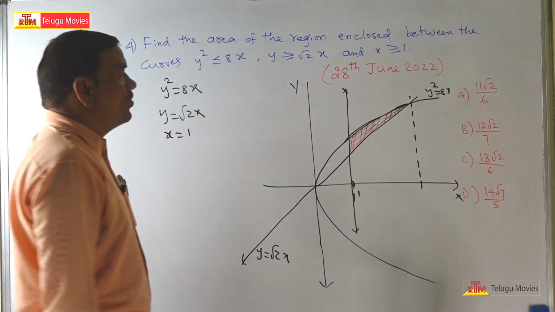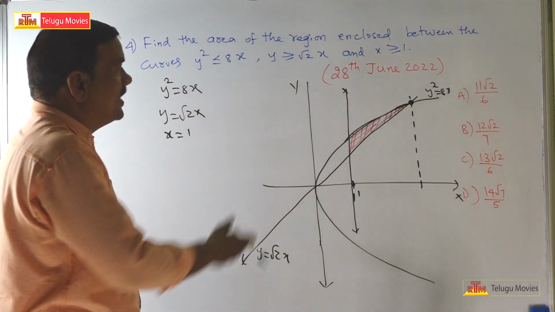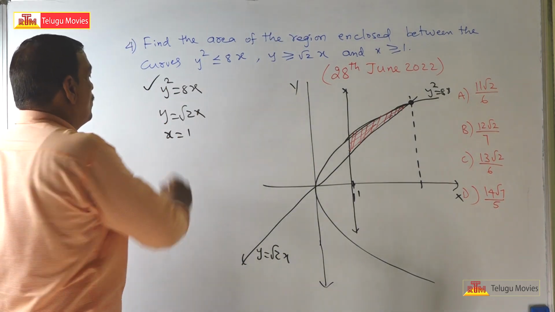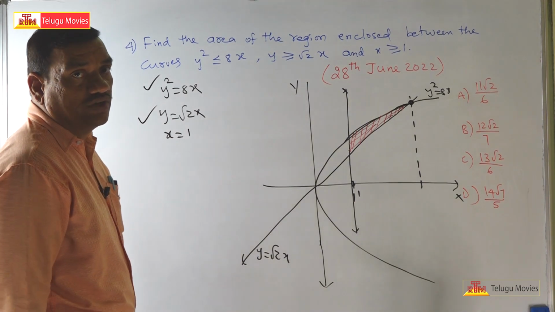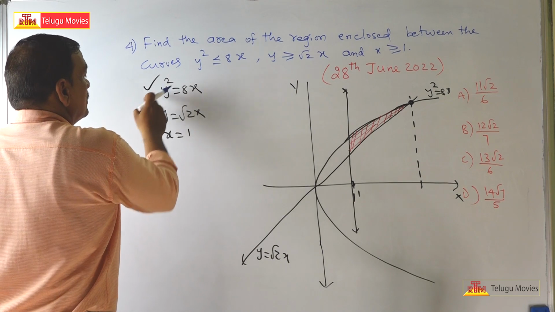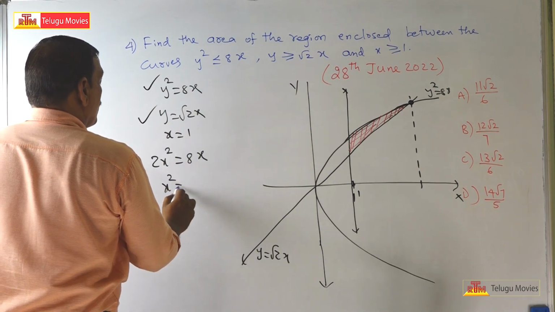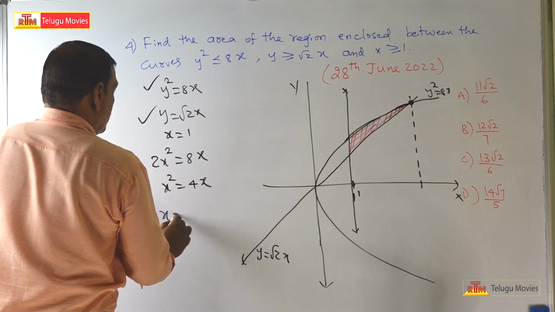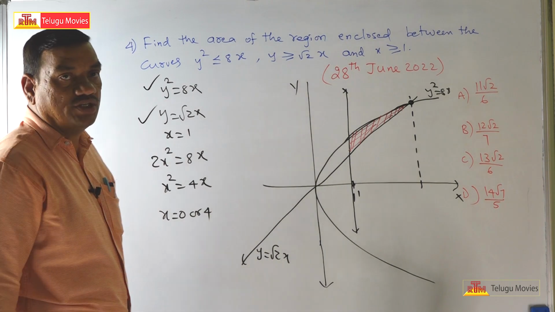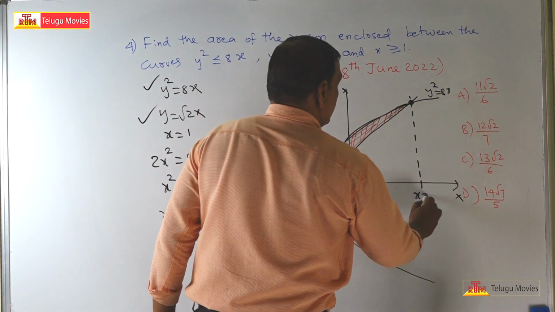Now for this, you have to solve these two equations: y = √2x and y² = 8x. In place of y, substitute √2x. So 2x² = 8x, x² = 4x, so x is either 0 or 4. See here, this is x = 0 and this will be x = 4.